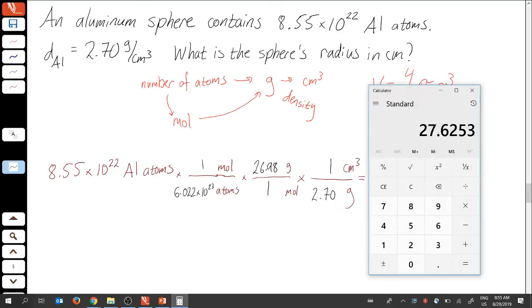All right, I have to be a little bit careful about my scientific notation calculations here because I don't have a scientific calculator, but we can figure that out. So 8.55 divided by 6.022 is going to be 1.42, let's say. I'm dividing 10 to the 22nd by 10 to the 23rd, so I need to divide this by 10 also, because there's a factor of 10 difference between those two. If you have a scientific or graphing calculator, you don't have to worry about that because you can just type it in as it is.